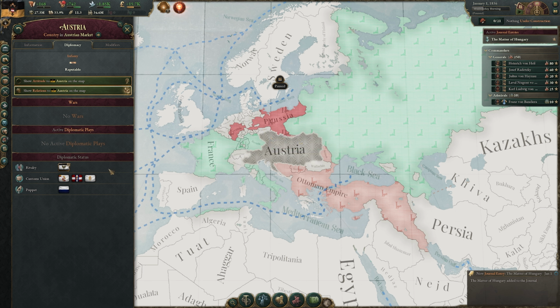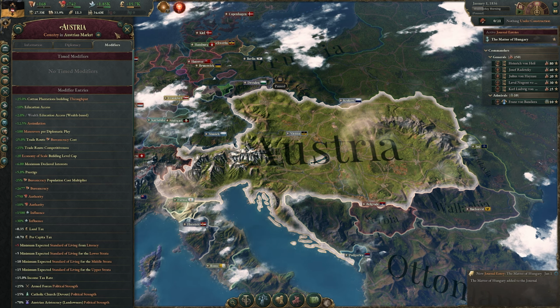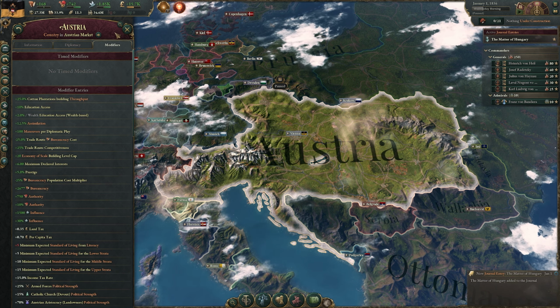And then last, this gives an overview of your diplomatic status. Rivalries, custom unions, puppets, trade agreements, alliances overall, even dominions, things of that nature. There's a lot of things that you can briefly see what you are about and your diplomatic relations across the globe. And then last but not least in the country information tab is your modifiers.